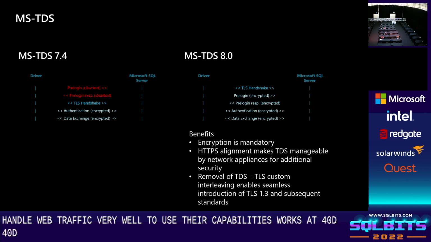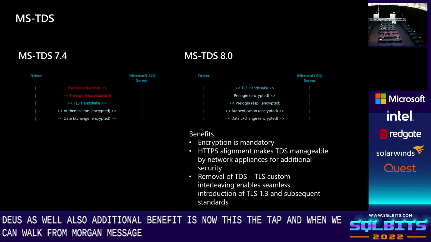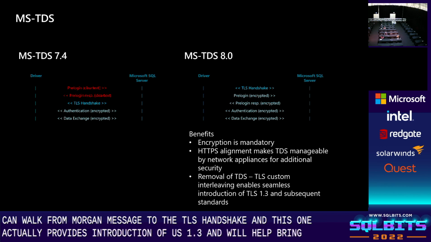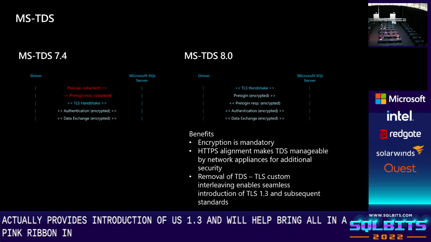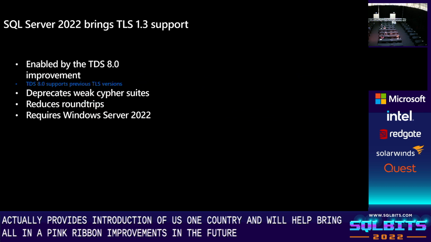An additional benefit is the removal of TDS and TLS interleaving that happens when we move from the pre-login message to the TLS handshake. This provides seamless introduction of TLS 1.3 and will help bring other encryption improvements in the future.